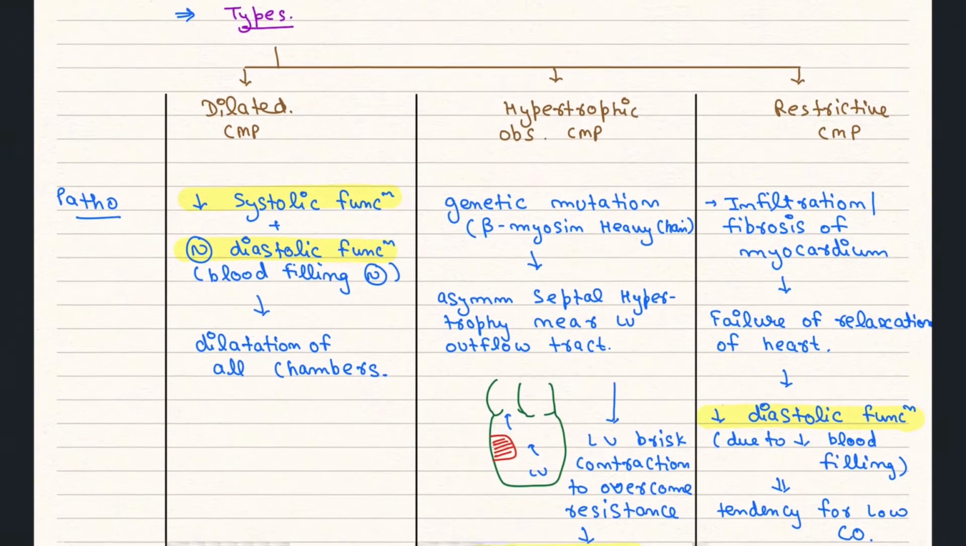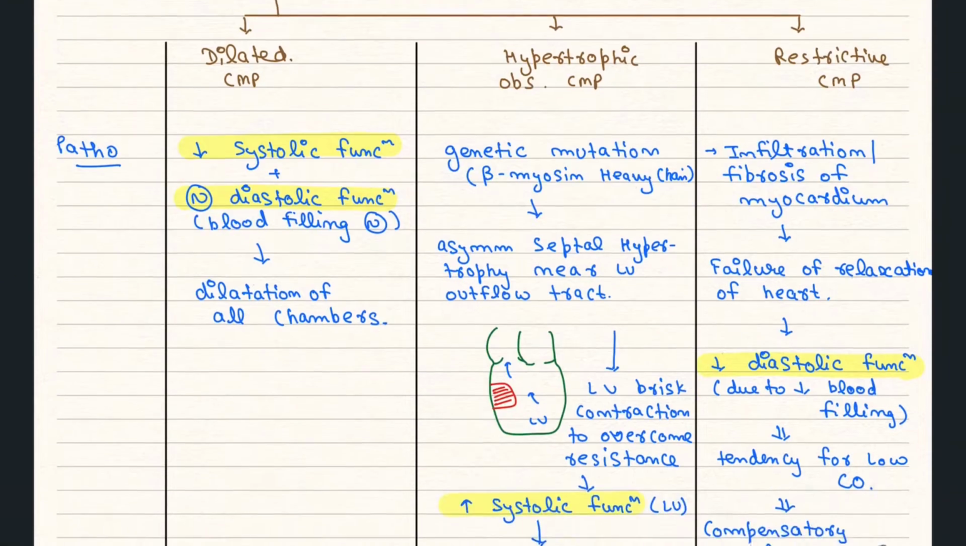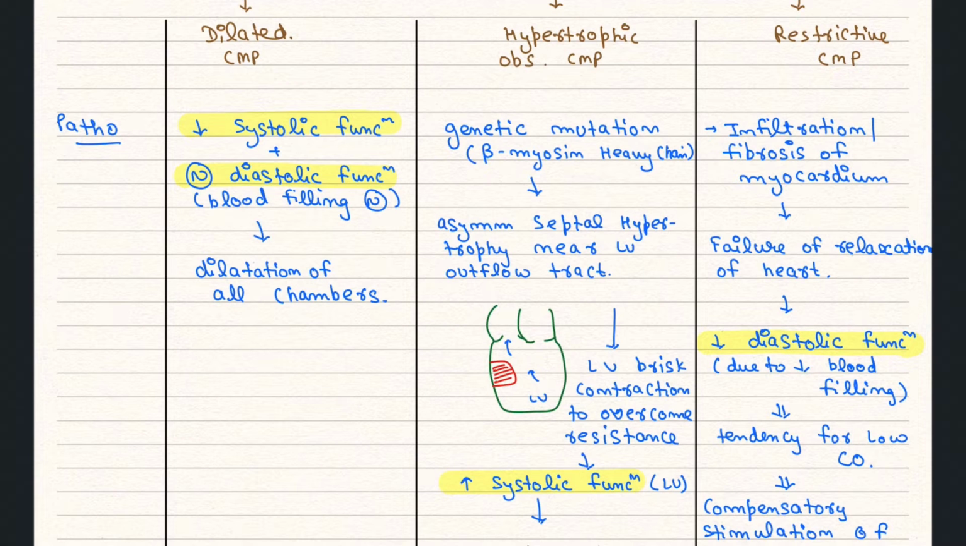In this we are going to learn about the three types of cardiomyopathy: dilated cardiomyopathy, hypertrophic obstructive cardiomyopathy and restrictive cardiomyopathy. Okay, so we are going to learn about all these cardiomyopathies side by side. First of all we are going to talk about the pathogenesis. Okay, it is very important to know about the pathogenesis of these.